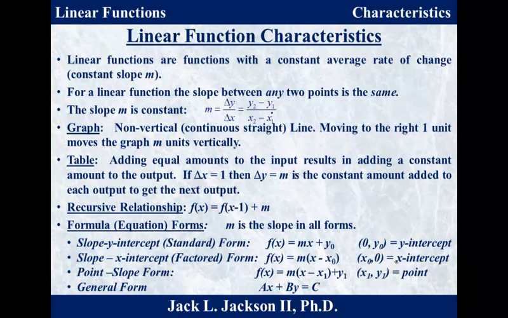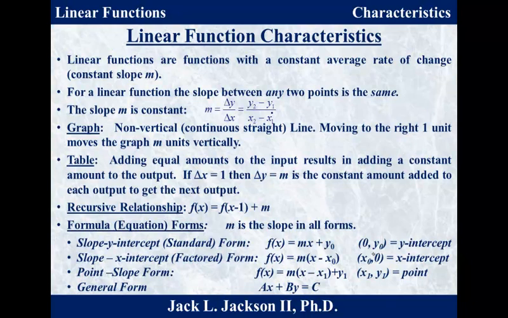Now we have formulas or equations of several forms, and in all these forms, m, the lowercase m, is going to be the slope. We have a slope y-intercept form, sometimes called the standard form, and that's f of x equals mx plus y sub 0. And notice that 0 comma y sub 0 is the y-intercept, regardless of what m is. If you plug in x is 0, m times 0 is 0 plus y sub 0 is y sub 0. So 0 comma y sub 0 is the y-intercept. Y sub 0 is the y-coordinate of the y-intercept, which is why we call it y sub 0, because it is y of 0.